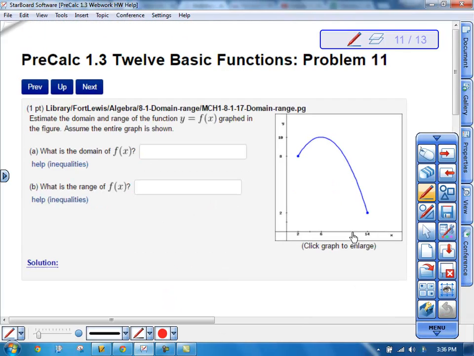This one looks pretty easy then. The domain of f, it looks like it goes from 2 to 14, and you can include both those endpoints. And then the range looks like it goes from 2 all the way up to 10. So 2 to 10, you can include both of those because the highest value is actually 10 up here.